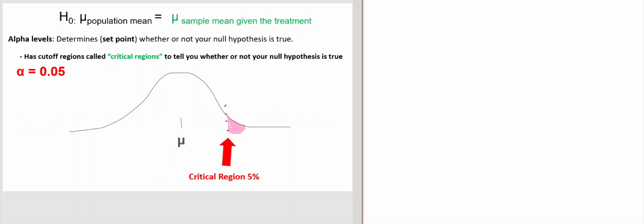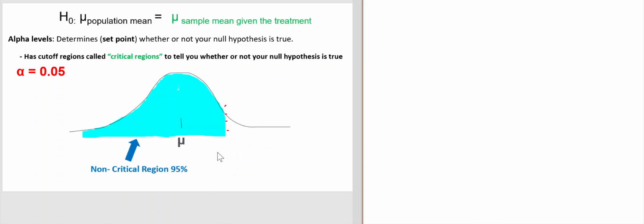Now, here is the critical region. Right here, we have a relatively normal distribution, and we have this cutoff region right here. Anything to the right of this cutoff region will be determined as a statistically significant difference between groups. There is a difference between a population mean and a sample mean given the treatment. So that's going to be our indication here: we have to have a value that is in this area of the critical region. Here's the cutoff zone, and here's the critical region in pink. And here is the non-critical region.